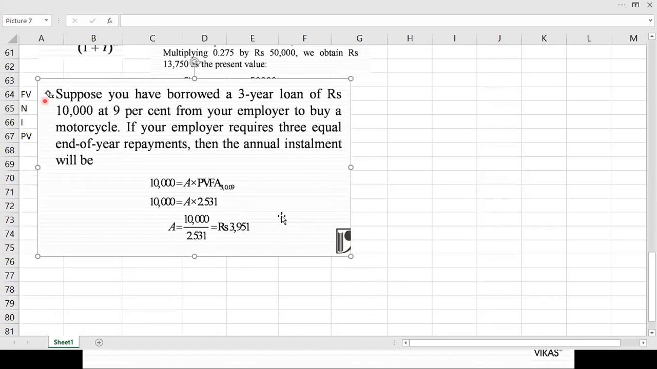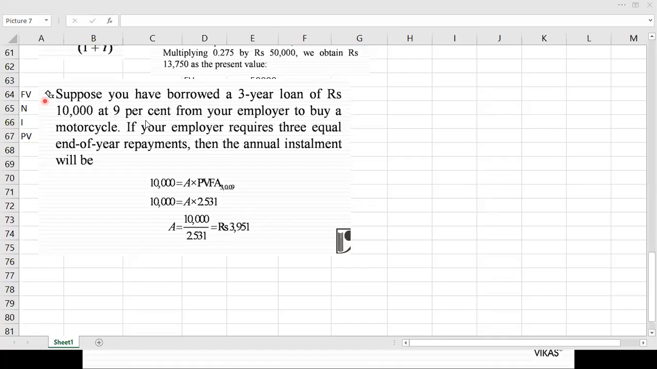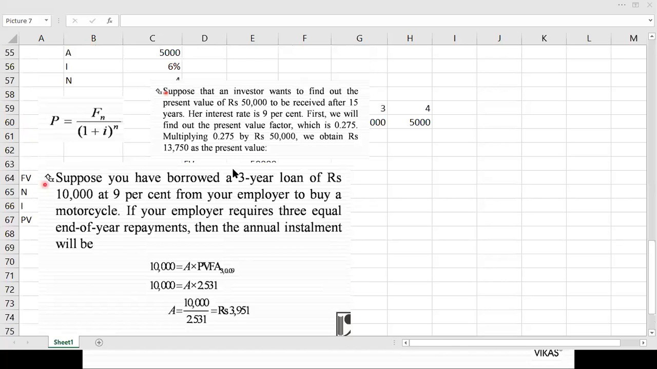Suppose you have borrowed a 3-year loan of rupees 10,000 at 9% from your employer to buy a motorcycle. If your employer requires three equal end-of-year repayments, the annual installment will be? Now you have to calculate the installment. We have received a loan of 10,000 from the boss at the workplace, and we have to pay this loan at the end of every year at 9% rate of interest.